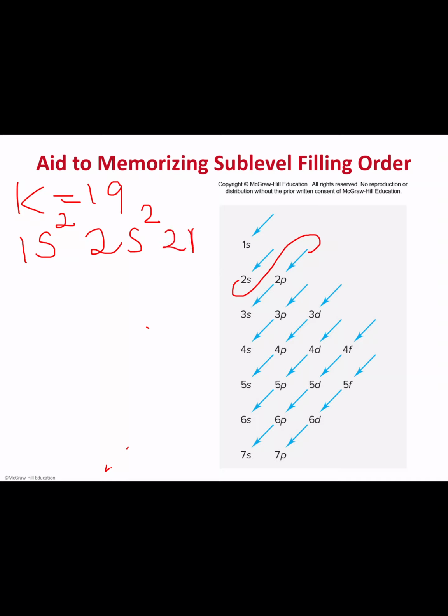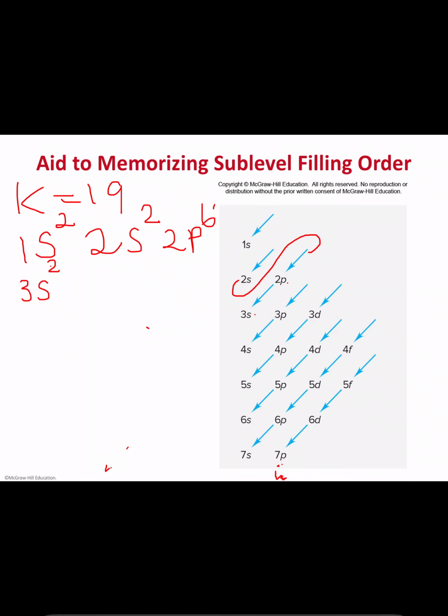Now for the p, there are three possible orbitals. Each one can hold a maximum of 2 electrons. So the p orbitals can hold up to 6 electrons. So we're going to fill up all the way to 6 electrons, right? 2p6. After 2p is done, it goes to 3s. S can hold up to 2, so you're going to write 3s2.